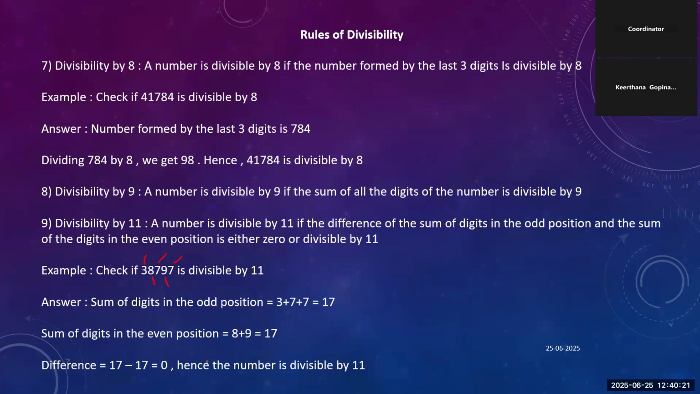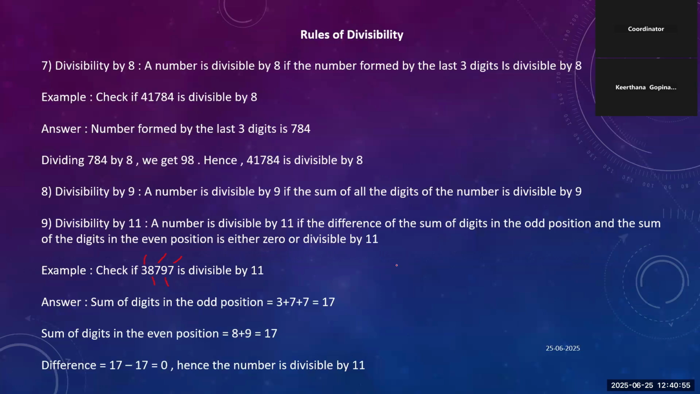Divisibility by 11, there are two conditions. One, the difference should be 0, or the difference should be divisible by 11. So if we get a 0, it is divisible by 11. If we don't get a 0 and the difference is, let's say, 22 or 33, then again it is divisible by 11. It should be divisible by 11 or 0.